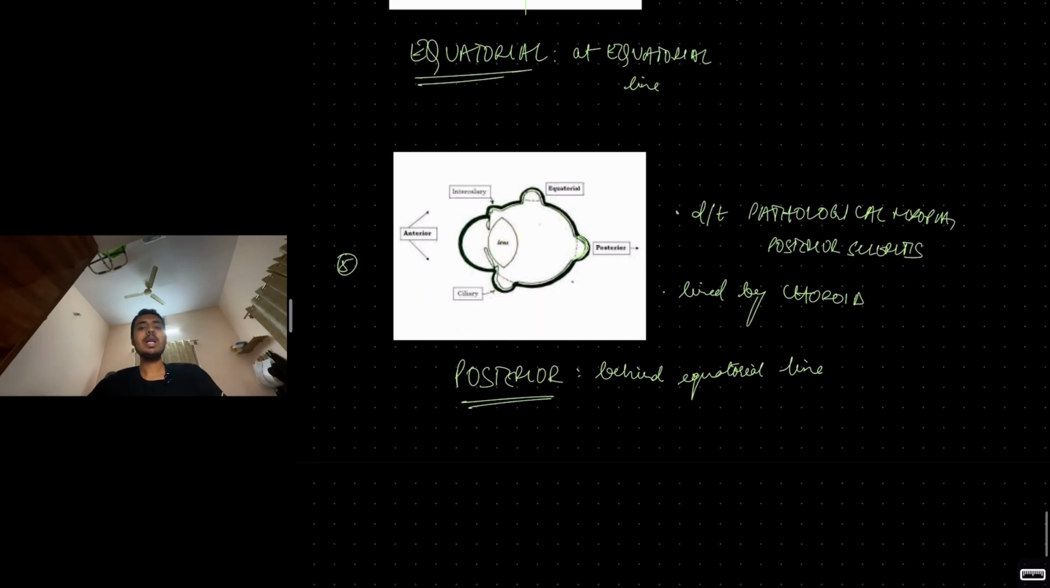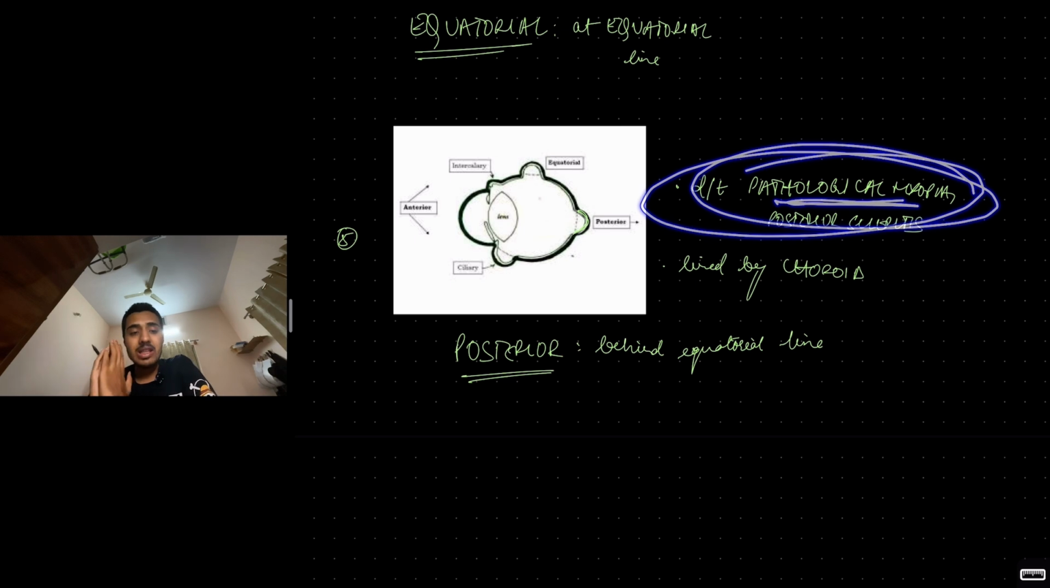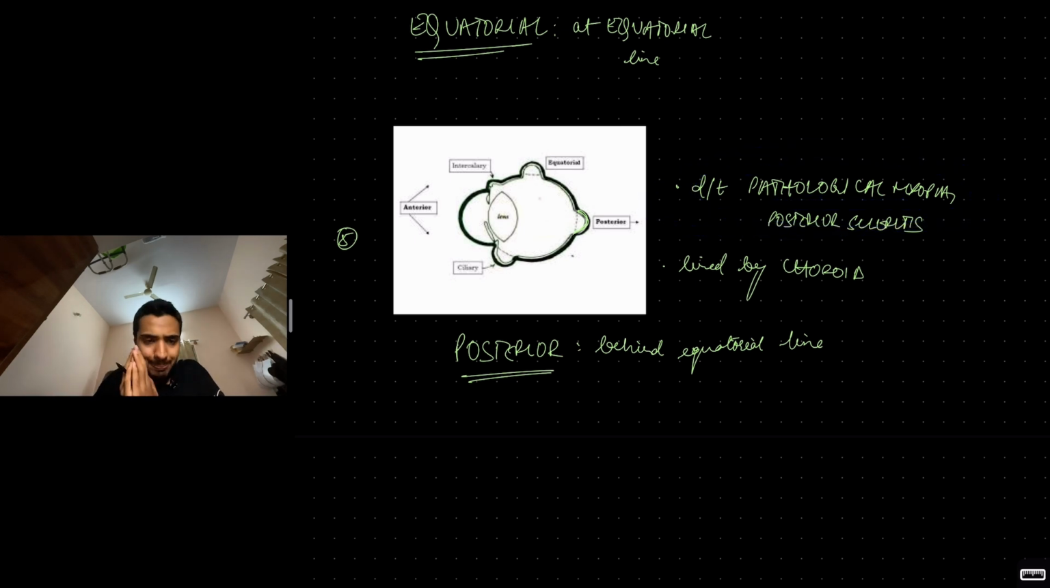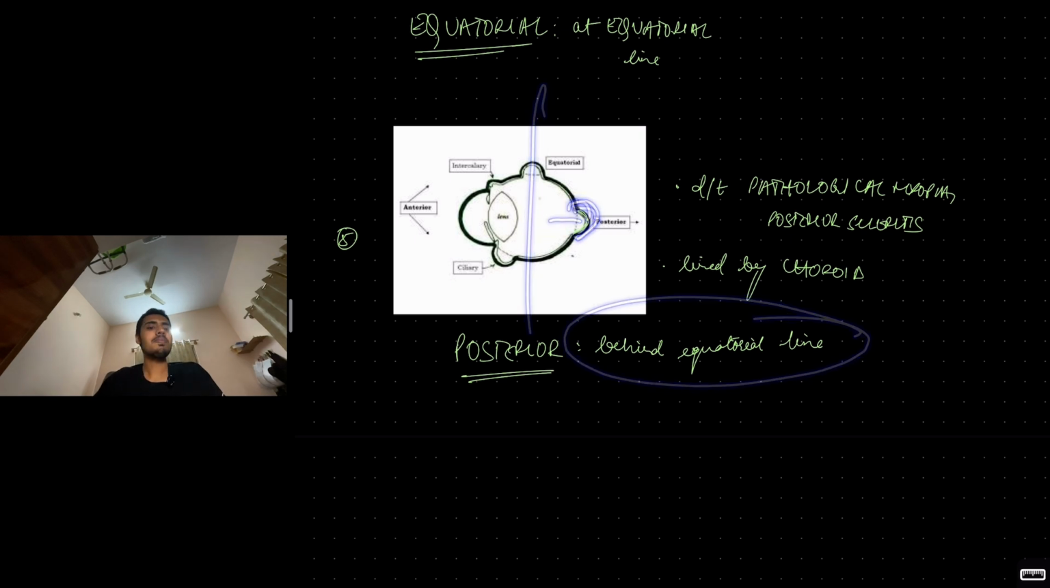Last, coming to posterior staphyloma. Posterior staphyloma, most common cause is pathological myopia. Very, very important. Pathological myopia leads to mostly posterior staphyloma. Also, posterior scleritis. Posterior scleritis, if it is necrotizing type, again it can lead to posterior staphyloma. Here again, of course, it is lined by the choroid. It is at the posterior part, behind the equatorial line. This is the equatorial line. Behind the equatorial line, you have the posterior staphyloma.